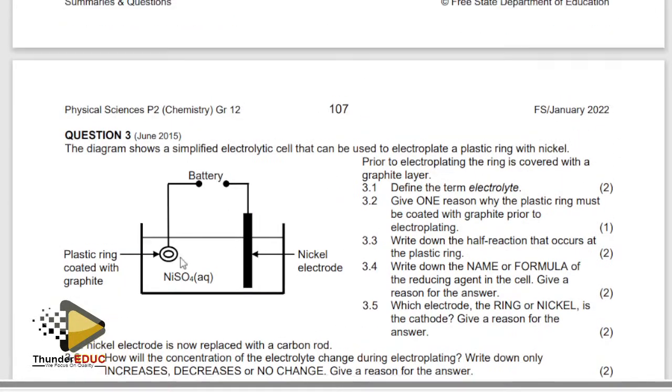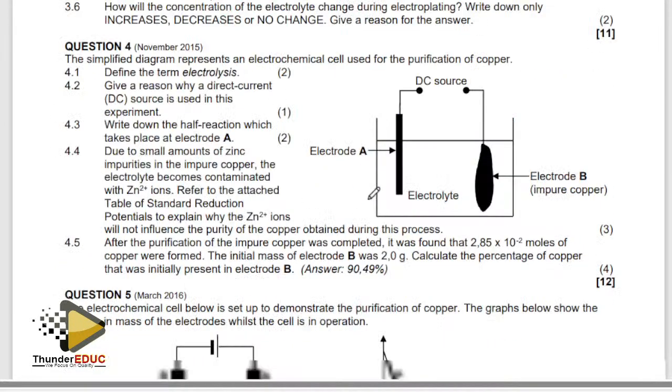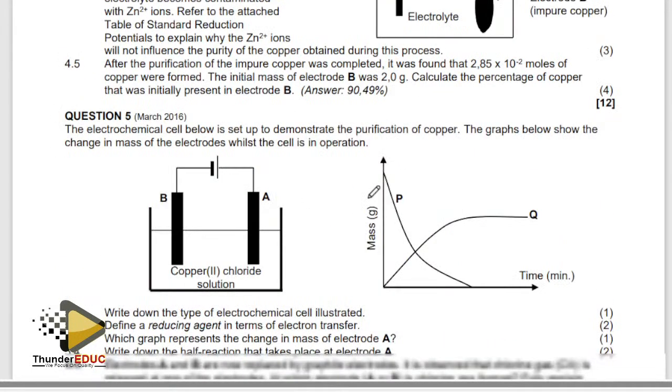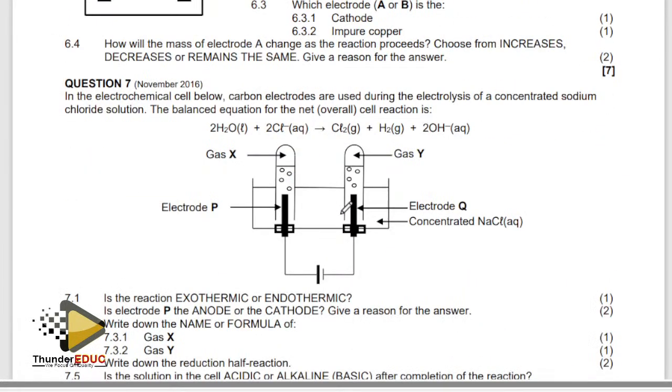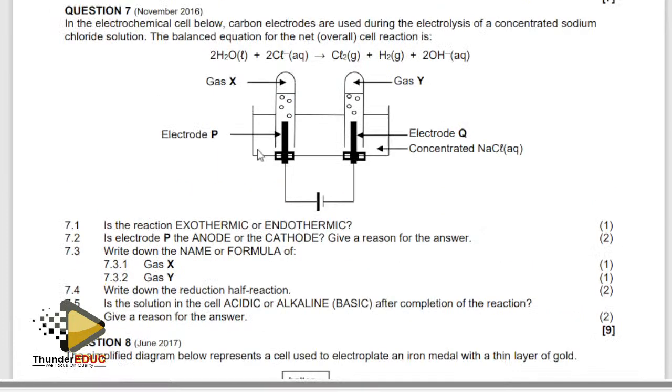So please make sure that at least, guys, you see, this is what I was saying. Automatically this one becomes the cathode, and then this one becomes the anode, because I'm coating this. So if you read all these questions I've tried to answer, you will be able to answer those questions when it comes to the paper.